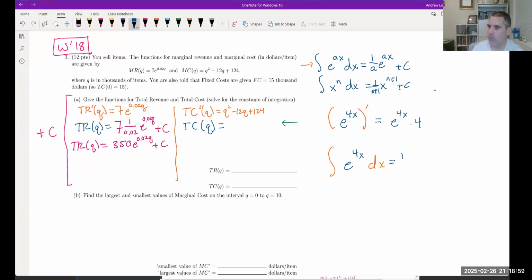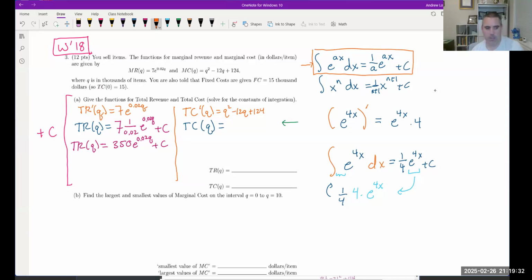This one is 1/4 e to the 4x plus c. And the reason there's a 1/4 is because if you went to check your work and take the derivative of this, you would need to use the chain rule. And if you use the chain rule, there's going to be an extra 4 here. But the original problem didn't have a 4, and that's why we had to put the 1/4 to cancel it off. So that's where that comes from. So the rule for the integral does have dividing by that number.